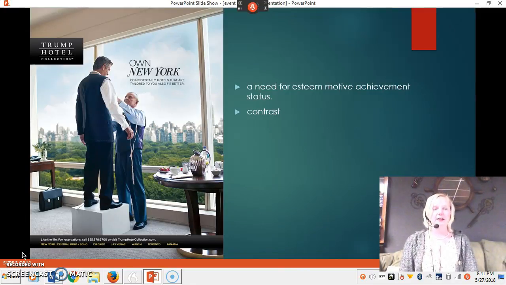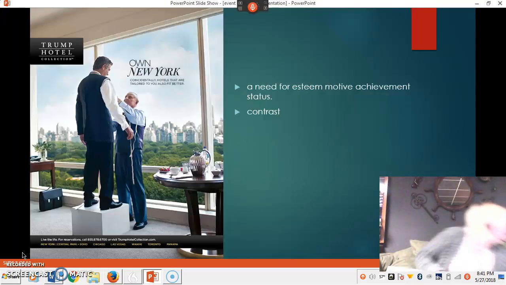gives that need that some people have for esteem, and it motivates that achievement status. So I think it did a really good job with that. It's like, oh, New York, the one man is standing above the other man in a higher position. It has New York in the background. It also had a cool contrast in the way the picture was taken.